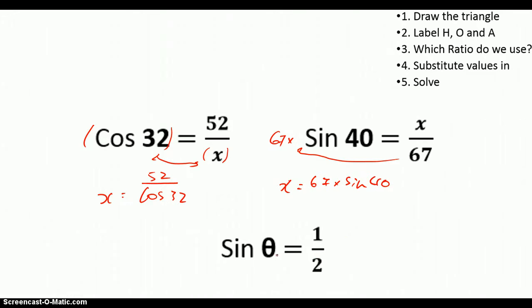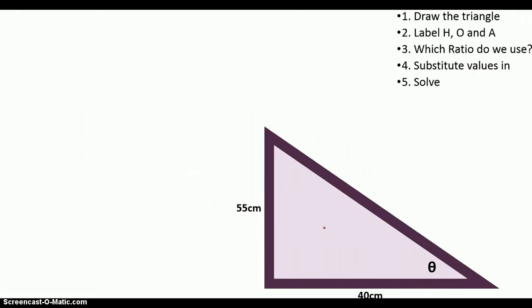But what happens in a case where we actually want to work out the value of theta, and we don't have an x on this side? That is what we're going to be doing in this video. Again, all we need to do is follow those 5 steps that I gave you at the start of the previous videos. The first step is draw the triangle. We've done that. Label H, O and A.